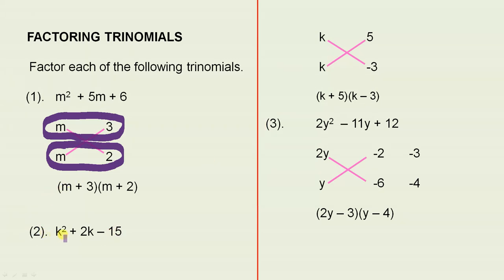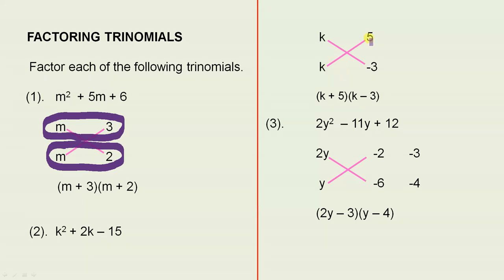What two terms multiplied together give us k squared? K and k. That's straightforward. What two numbers multiplied together to give us minus 15? 5 and minus 3. That's definitely minus 15. Let's see if that configuration is correct by doing the cross multiplication.